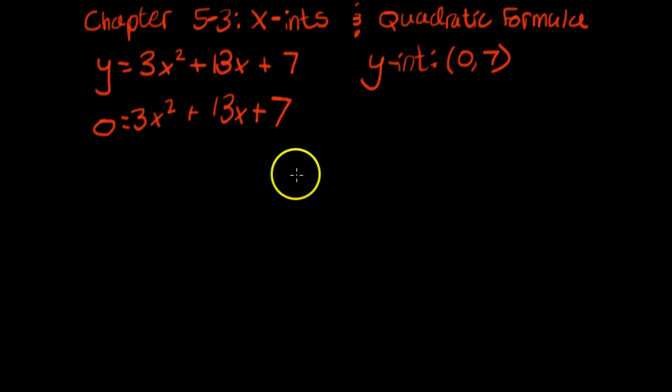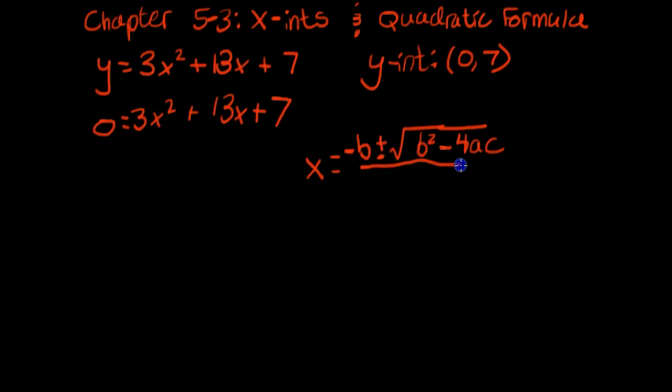So the quadratic formula is x equals negative b plus or minus the square root of b squared minus 4ac, all over 2a. And this is for when we have the form y equals ax squared plus bx plus c, where a, b, and c are coefficients.